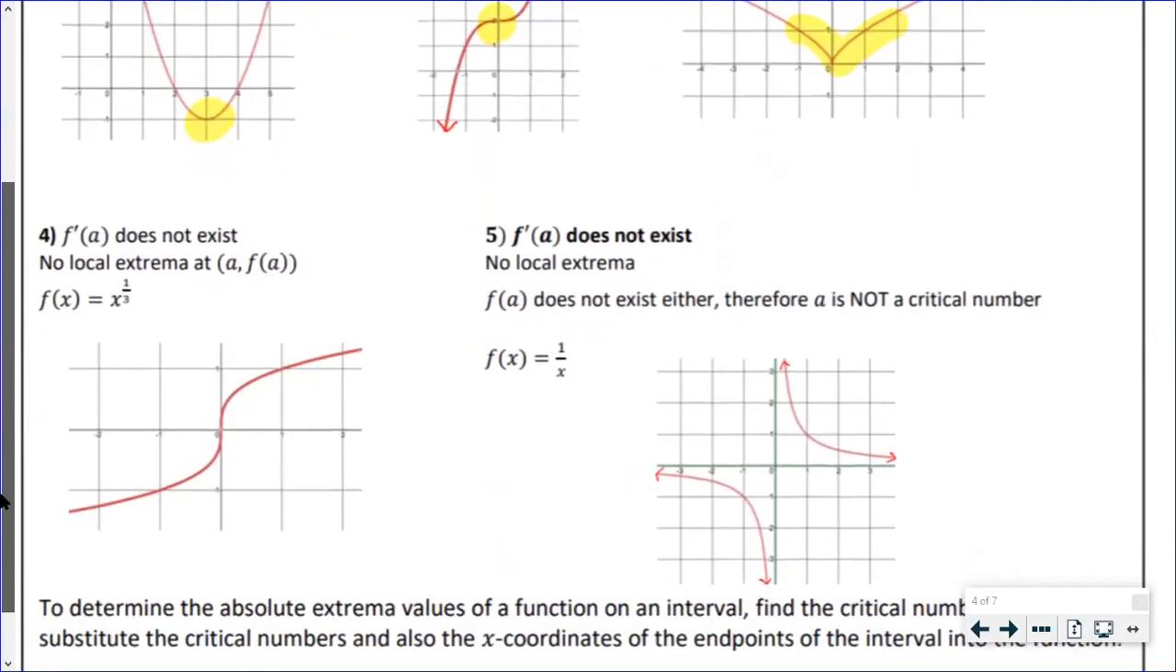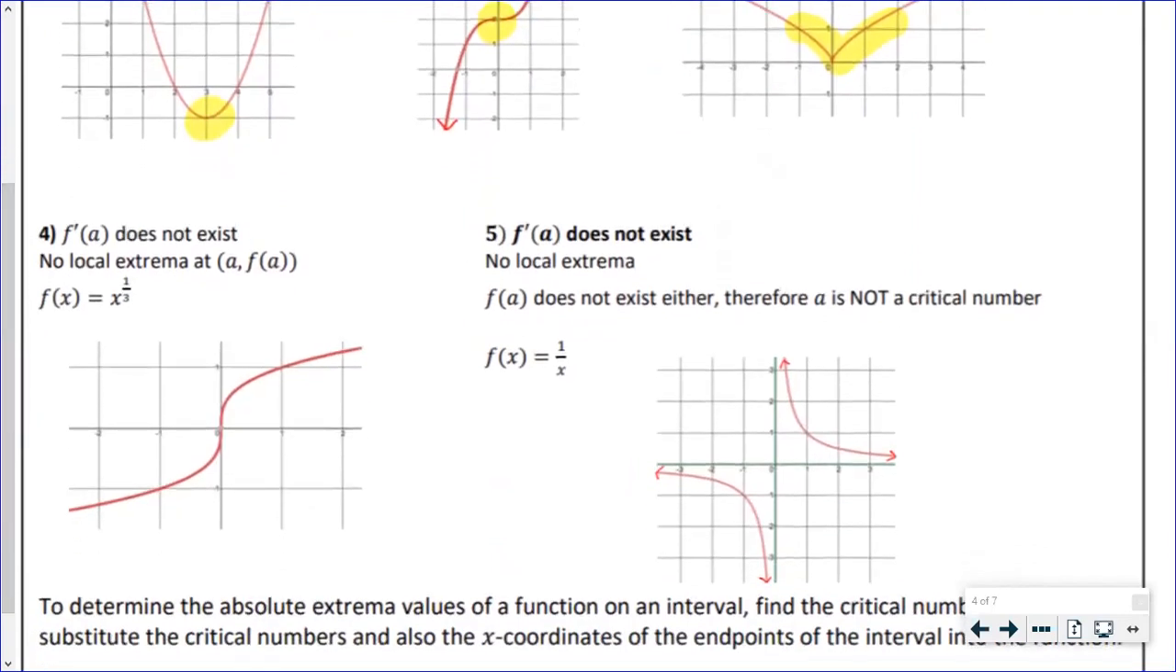Now, with this type of graph, we also have a derivative that would not exist. An example would be x to the power of 1/3. Even though there's a certain behavior that mimics it there, there's no minimum or maximum point.